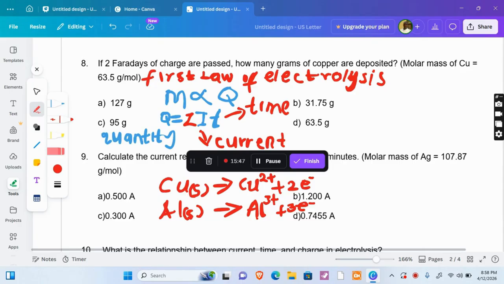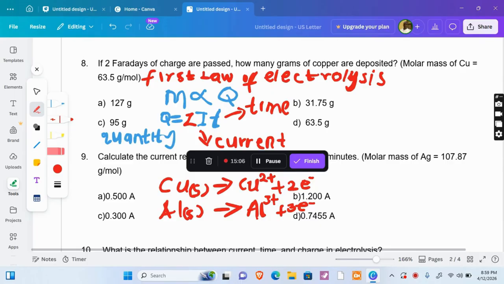You can see the same quantity will pass through copper. Copper will lose two electrons. But when that quantity of electricity is passed through aluminium, aluminium will lose 3 moles of electrons. So the mass of copper is proportional to 2 moles of electrons during electrolysis when current passes through it, while the mass of aluminium is proportional to 3 moles. So each element has its mass proportional to the specific number of moles of that element. So that's what Faraday's second law of electrolysis implies.